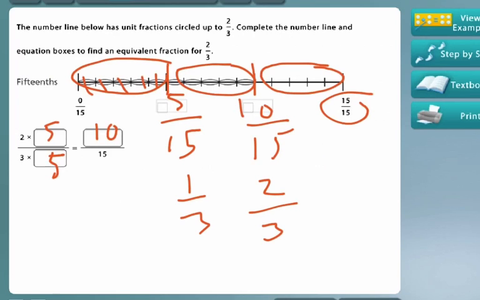So what you do to the top, you do to the bottom. Use your multiplier. That's how you got them. 2 times 5 is 10. 3 times 5 is 15. Double rainbow. And you've got equivalent fractions using the multiplier of 5.